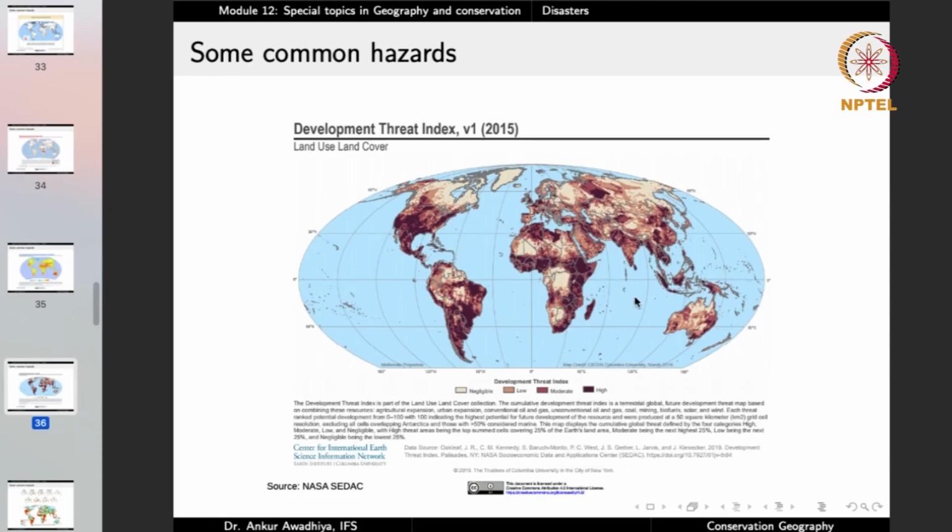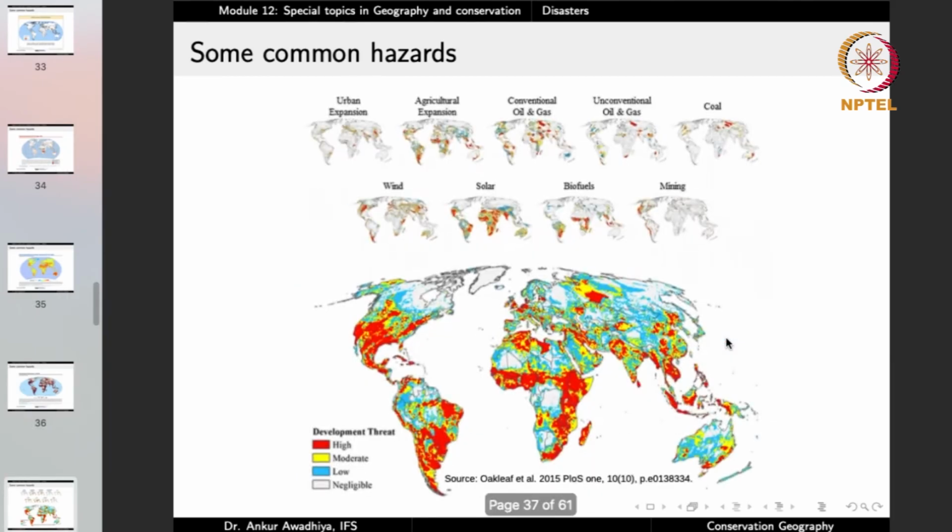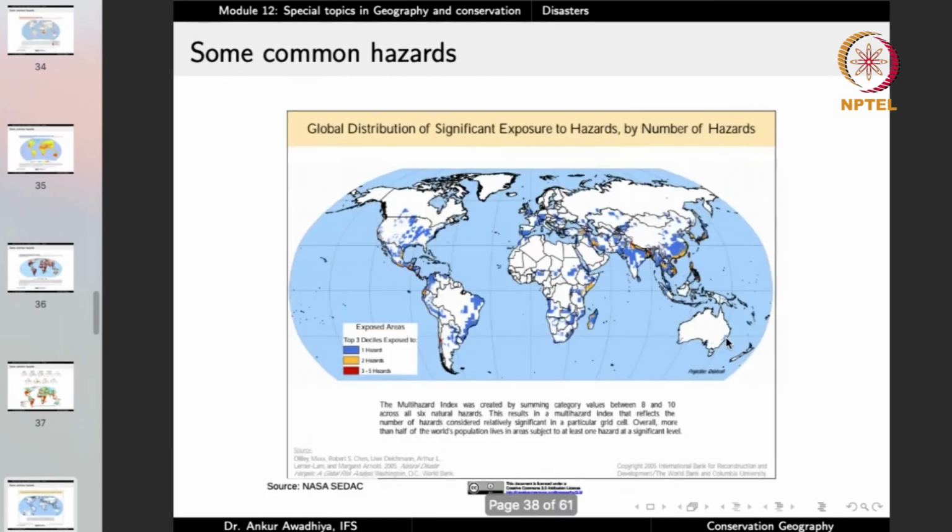And we find that a large portion of our country, most of US and Mexico, large portions in South America, large portions in Africa, large portions in Australia. So you find a threat of development, or a threat because of development, that is there in a large number of areas.